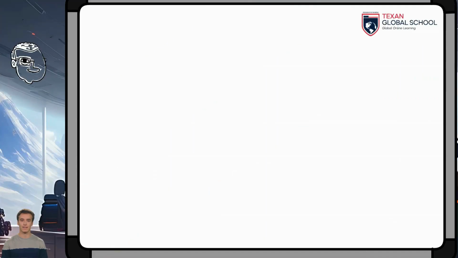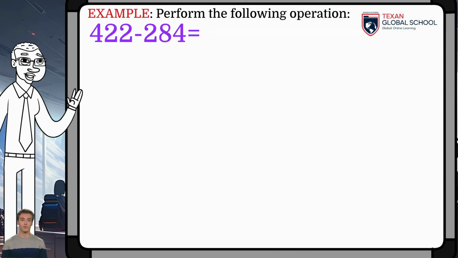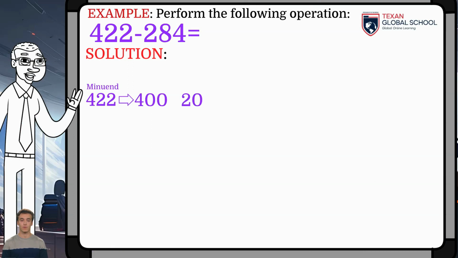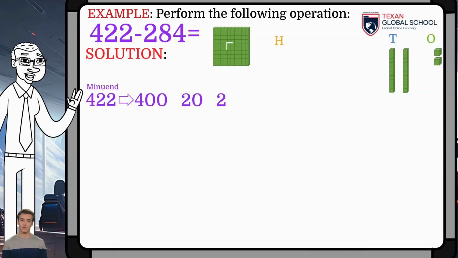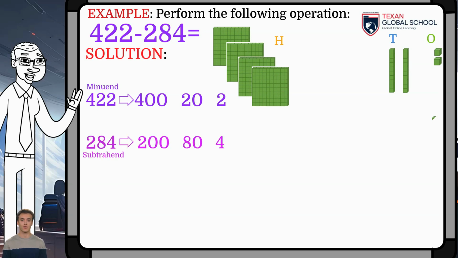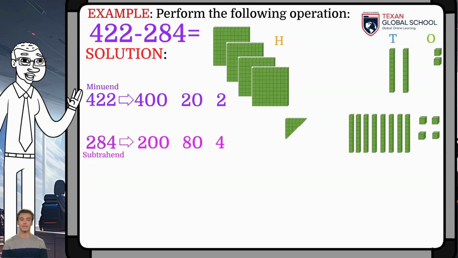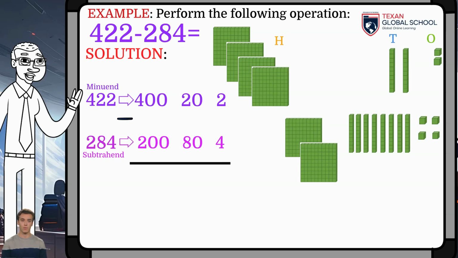In this last example, we will subtract 422 minus 284. First, decompose the minuend and subtrahend into ones, tens, and hundreds. The minuend 422 has 2 ones, 2 tens, and 4 hundreds. The subtrahend 284 has 4 ones, 8 tens, and 2 hundreds. Let's model using base 10 blocks or cubes. Then draw a line below to perform the subtraction.